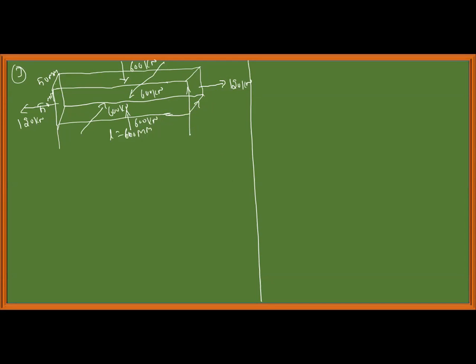Now he has asked to find the change in size and volume. What are the changes? We need to find delta L, delta D, delta B. Find the changes in size and volume. Delta V is equal to how much? Given that Young's modulus E is equal to 2 into 10 power 5 Newton per mm square, and Poisson's ratio nu is equal to 0.3. This is the given problem.